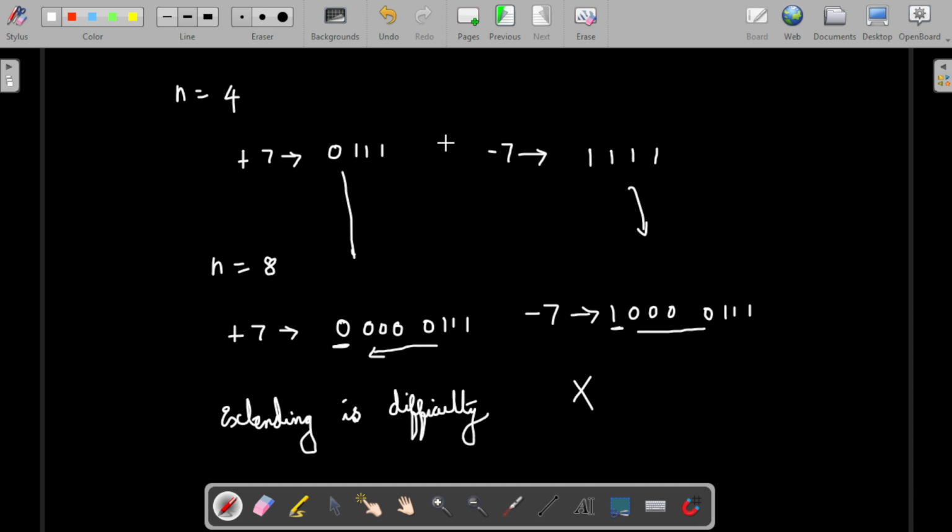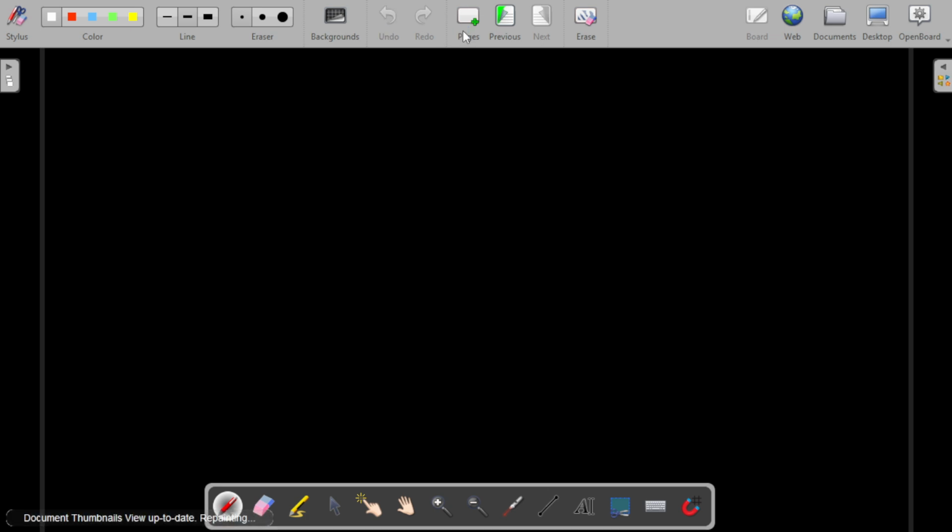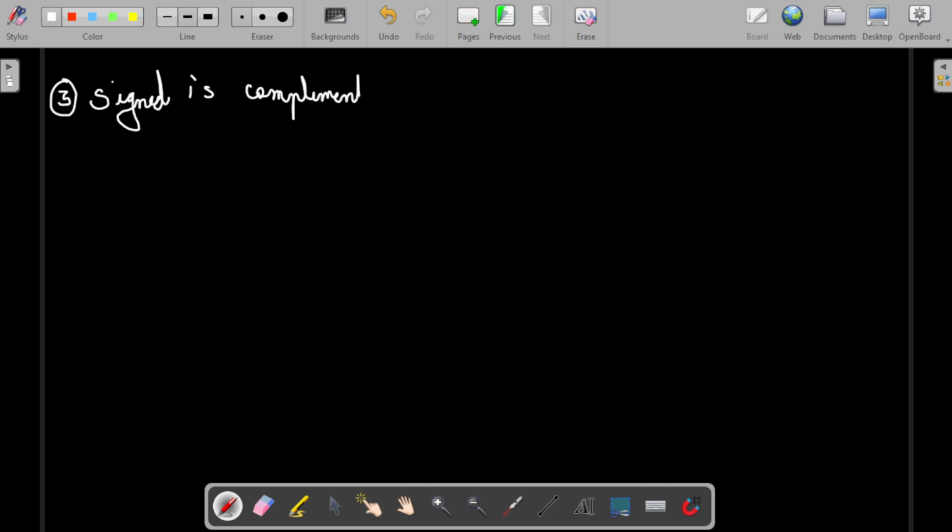Right. So then the next improvement came, that is signed 1's complement representation, which is the third one. We know 1's complement, how to take 1's complement for all the radix digits. So here it includes signed representation. Please understand carefully in order to stay in the same phase.